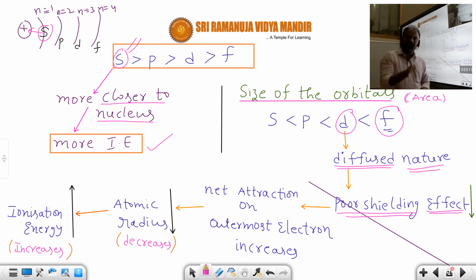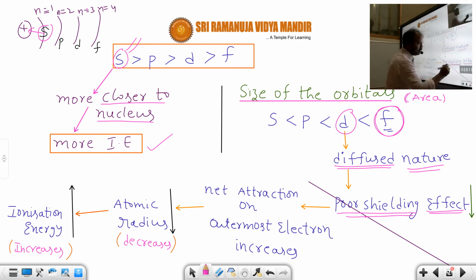How can you understand that? The inner electrons do not protect the outermost electron. Whenever the inner electrons do not protect the outermost electron, the outermost electron is strongly attracted by the nucleus. That means the net attraction on the outermost electron is more, so the outermost electron is tightly bound. Removing a tightly bound electron from its valence shell is very difficult. So we must give more energy to remove that electron. That's why ionization energy increases.